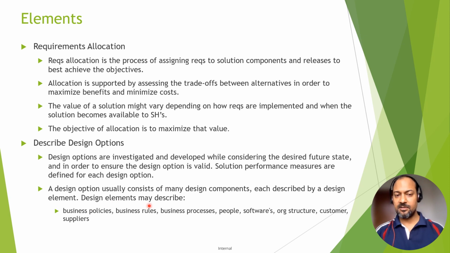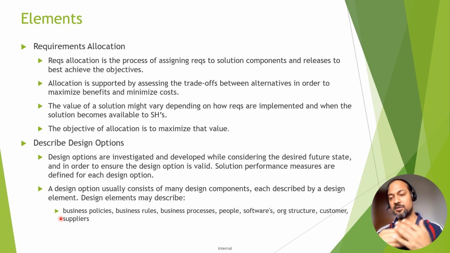A design option usually consists of many design components, each described by a design element. Design elements may describe business policies, business rules, business processes, people, software, organizational structure, customers, suppliers. These are different things, like when we are building a mobile application, there are different components we are adding. Those components might or might not be related to some other physical or virtual things.